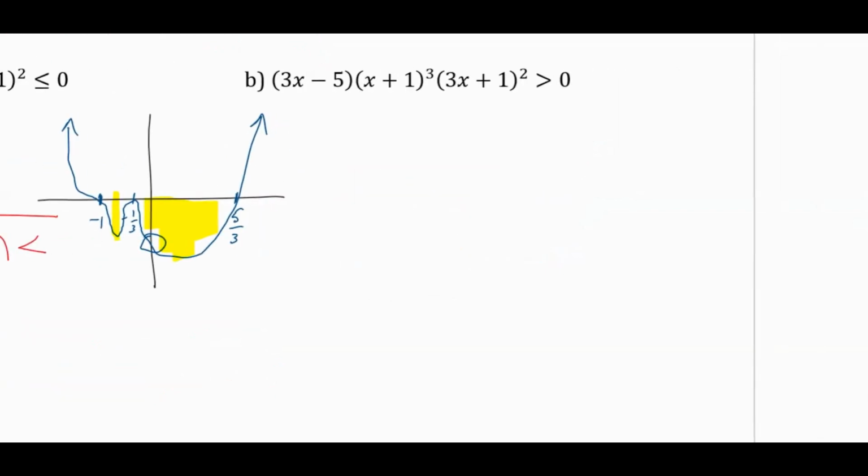And part B says greater than, not greater than or equal to, greater than. Where is it greater than? Just down here, below -1, and just up here above 5/3. Now, some people at the time, and by now we've done so much more work with graphs and intervals that hopefully you've overcome this.